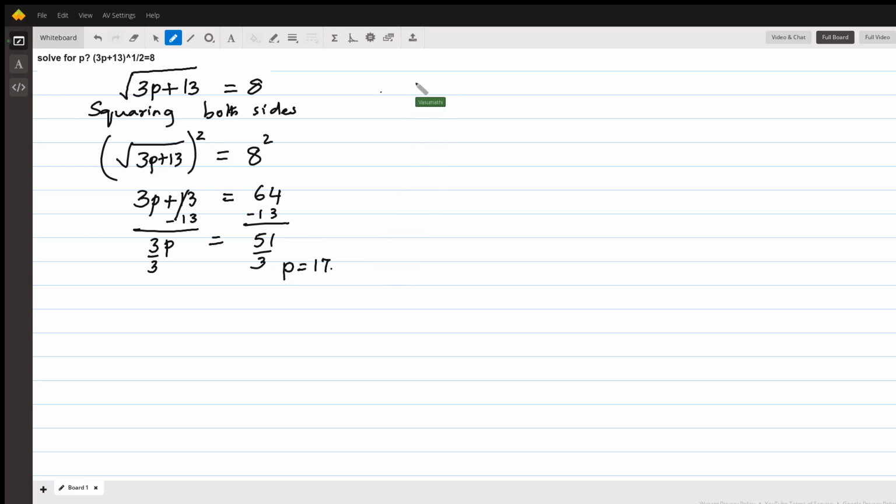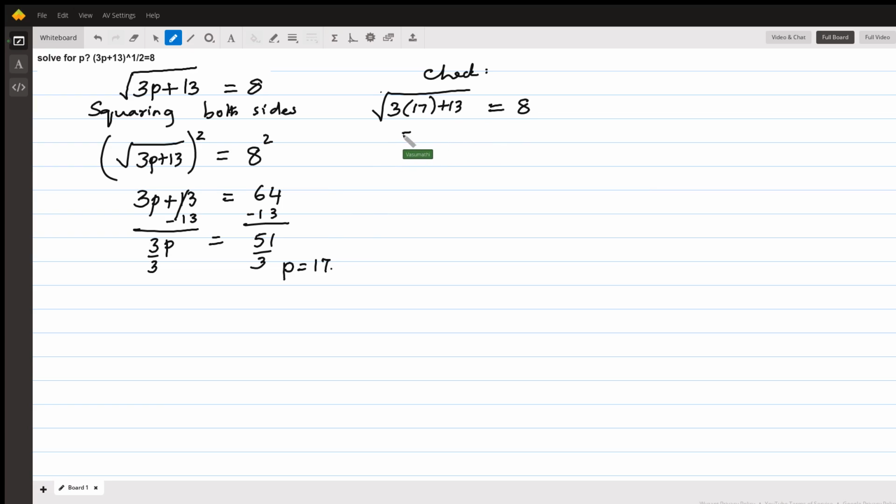17. So let's check our solution. So in order to check, you have to substitute your answer in the original problem. So let's do that. 3 times 17 plus 13. So in the original problem, I have 8 on the other side. If we get a true equation, then we can conclude p equal to 17 is the solution.